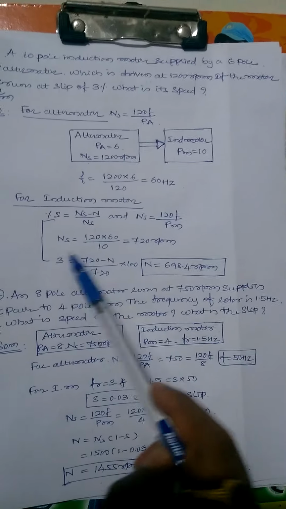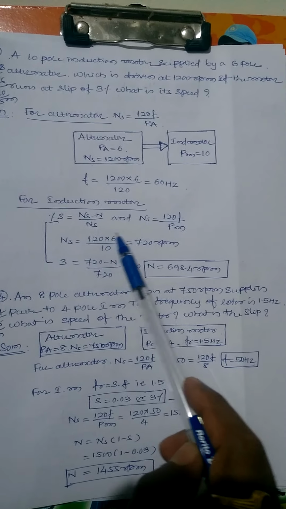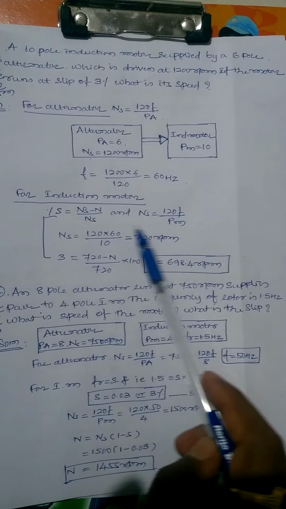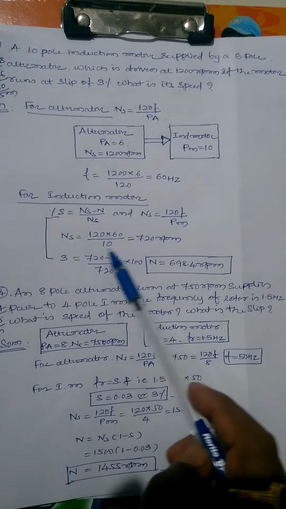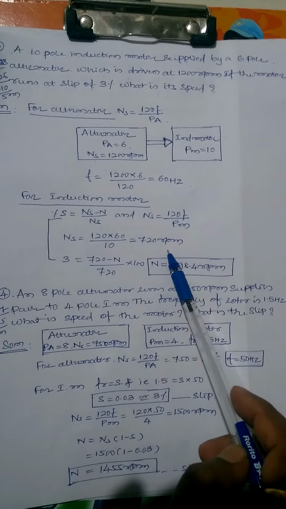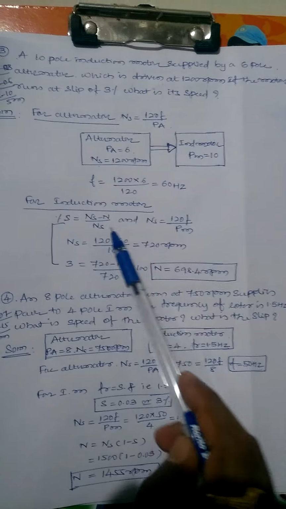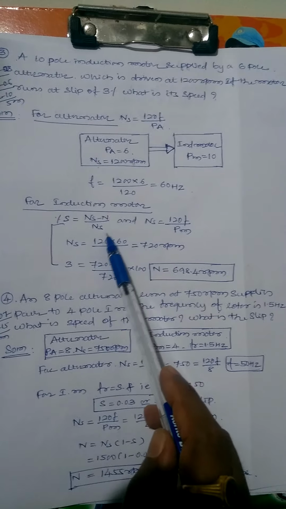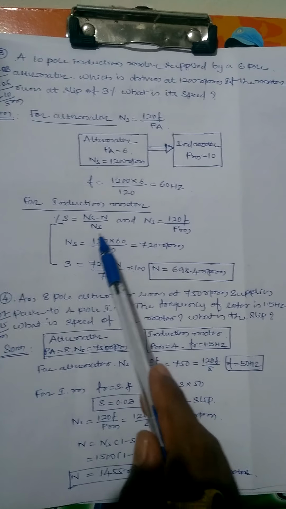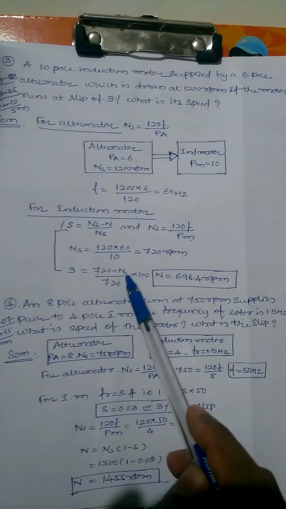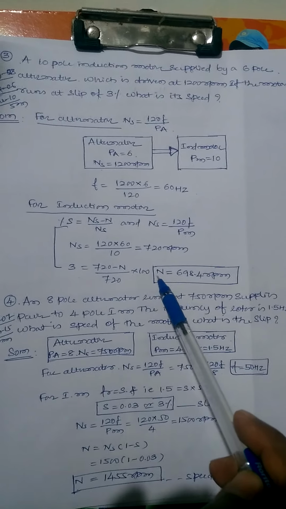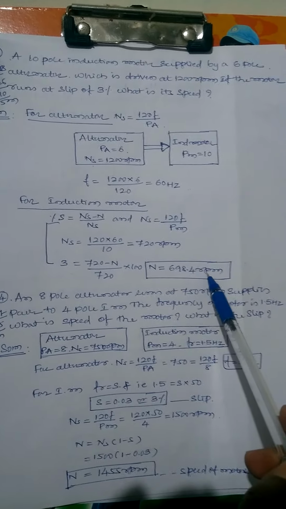Next for the induction motor, the slip equal to (Ns minus N) by Ns, and first you calculate Ns, 120f by Pm. Because Ns is not given for the induction motor, you calculate Ns. Ns equal to 120 into frequency 60 divided by 10, that is 720 rpm. Using Ns, you substitute into the slip formula. Slip is 3%, already given, Ns is 720, and because N is to be calculated, you easily get N. N is 698.4 rpm.